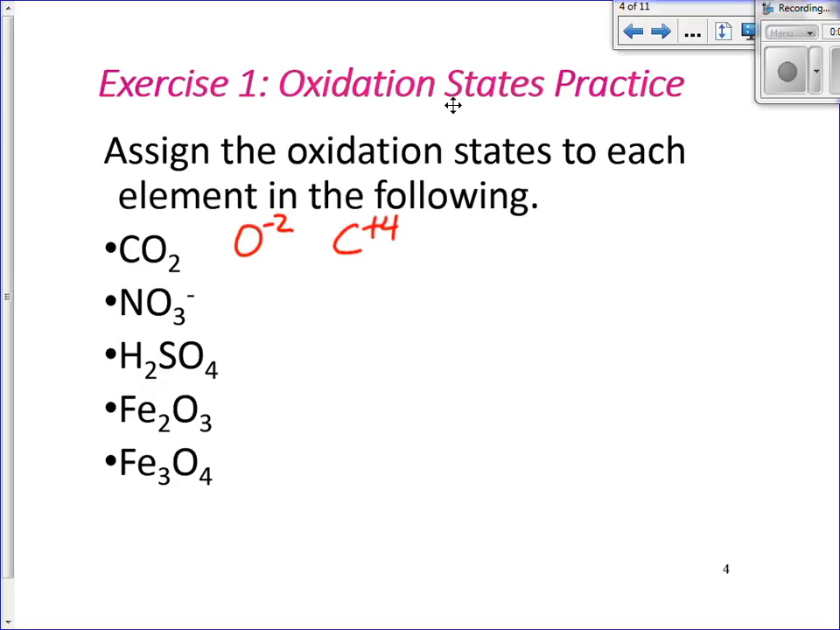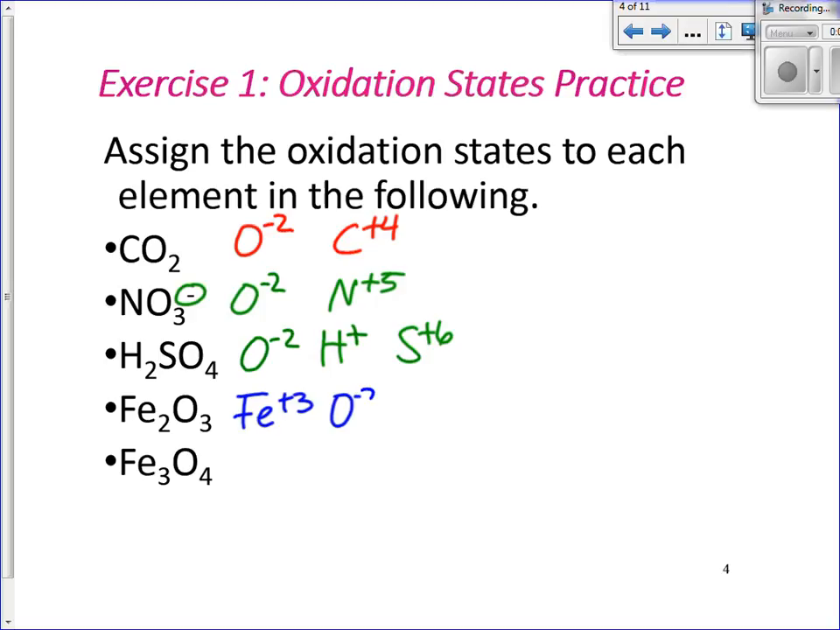Then here for nitrate, oxygen is still -2, but remember this one has to add up to -1. So that means the nitrogen is going to be a +5. All right, for sulfuric, we're going to have -2 for the oxygen. Hydrogen, by the rule, is going to be +1. And then the sulfur must be a +6. Down here, we've already done this one. Iron is +3. Oxygen is -2.